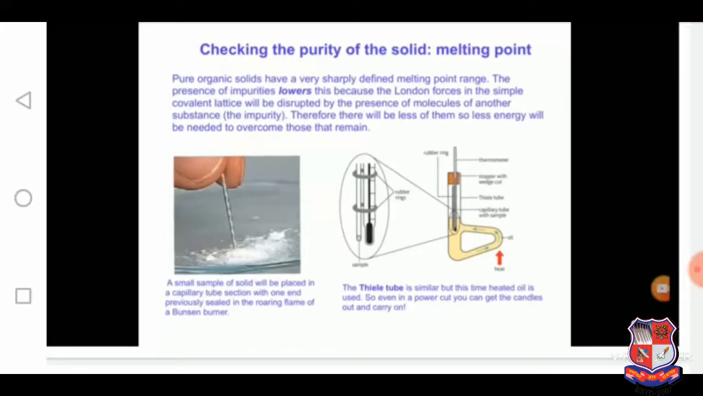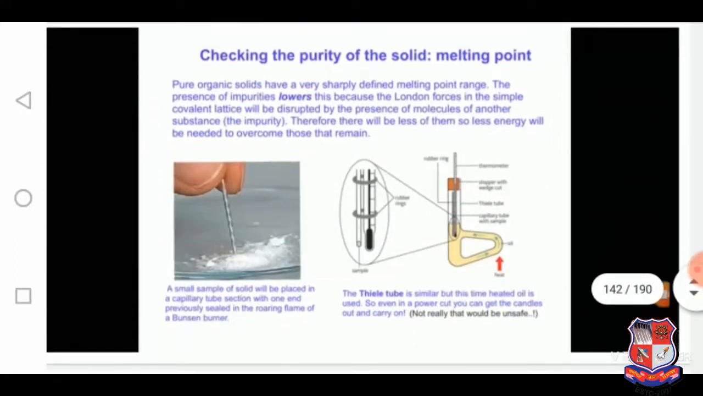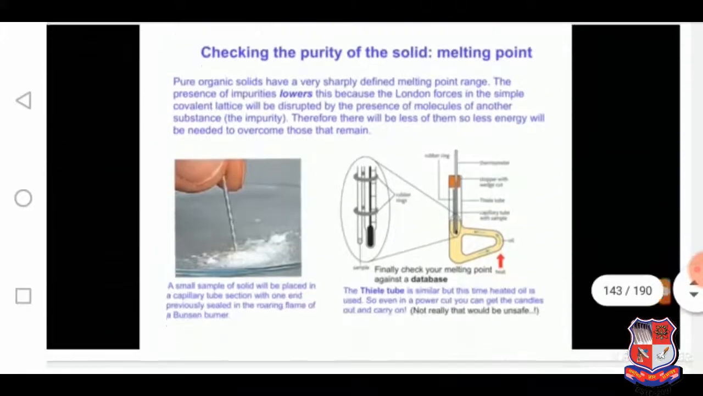And this is the Thiele tube for measuring the melting point. Instead of a melting point apparatus, we can use the Thiele tube also. It is similar, but this time heated oil is used. So even in a power cut, you can get the candles out and carry on.